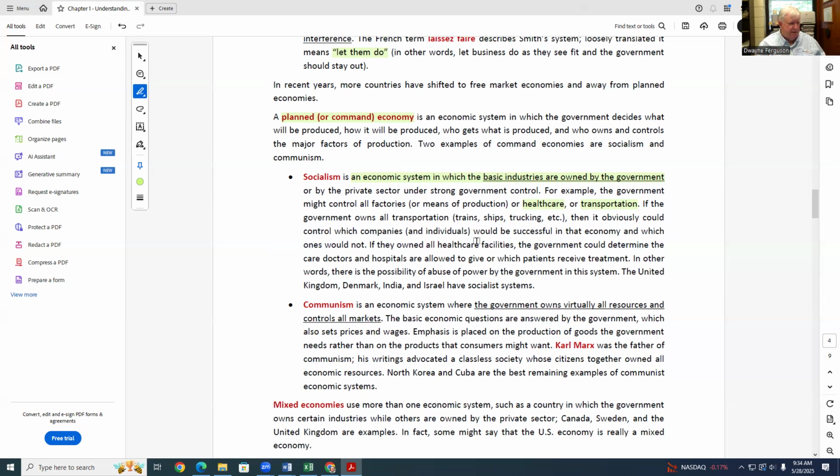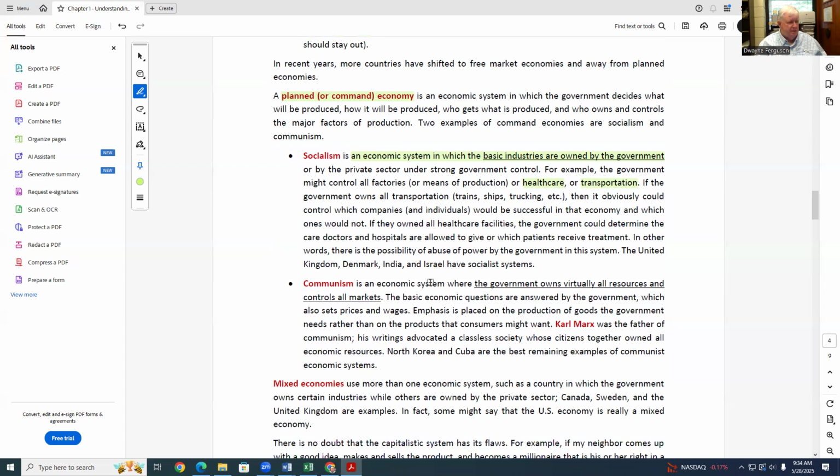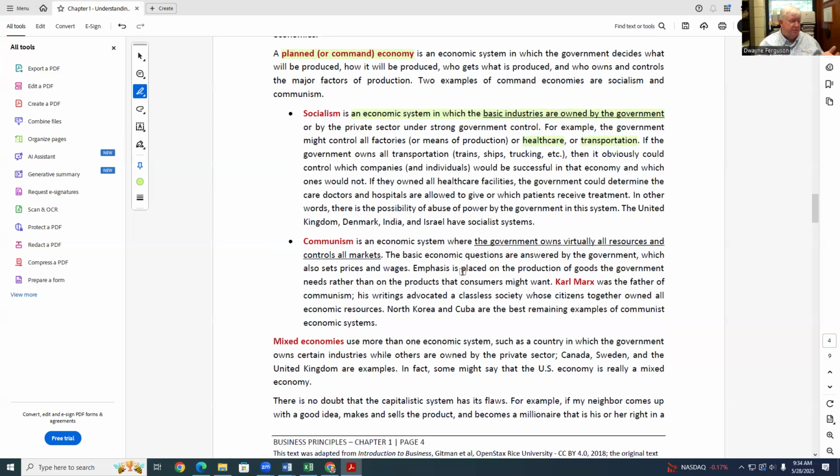So anyway, I listed some countries down here that have socialistic systems. Communism is even more restrictive, where the government owns virtually all resources and controls the markets. Karl Marx was the father of communism, and basically the government controls everything.